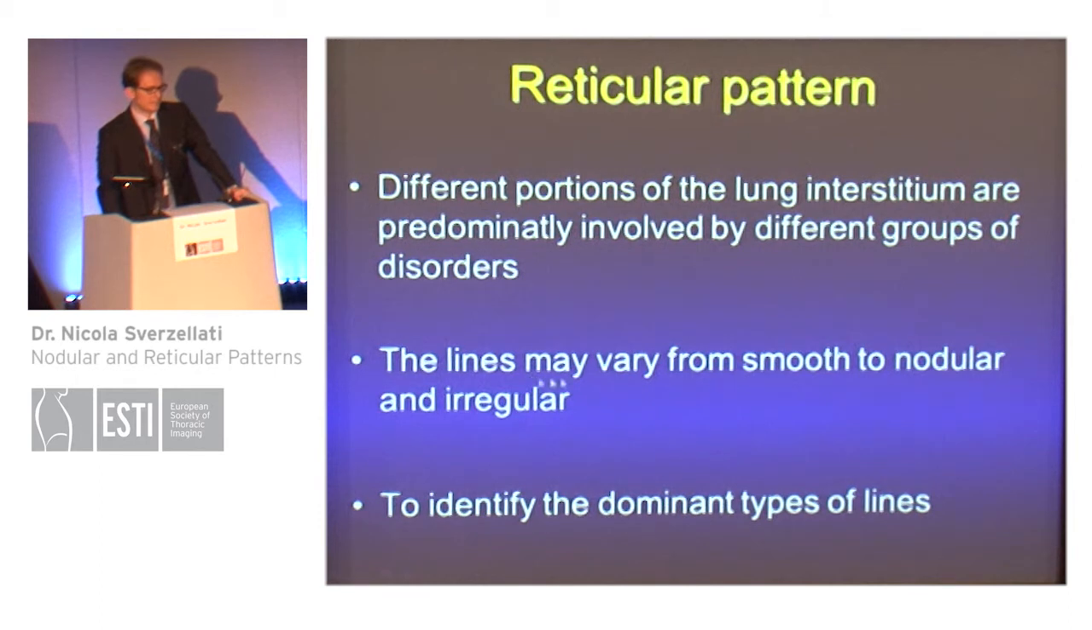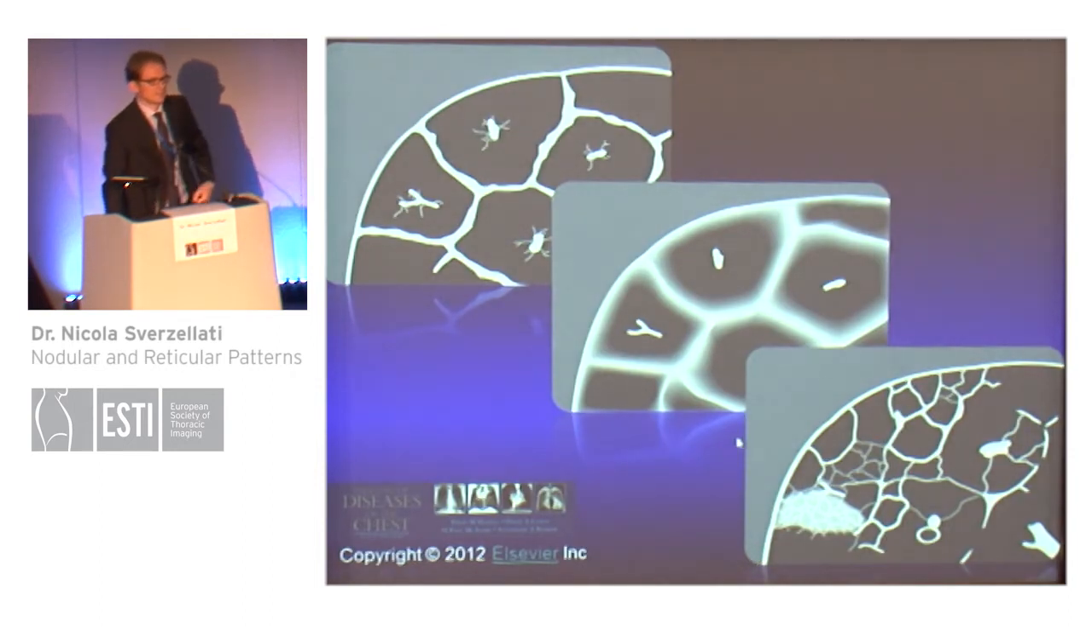I will show you why. The lines making up the reticular pattern may vary from smooth to nodular and irregular. It is very important to identify the dominant types of lines. So there are several morphologic variations of the reticular pattern. The size of the network making up the reticular pattern depends on the level at which the interstitial thickening is most pronounced. So these are the three key dominant reticular patterns.